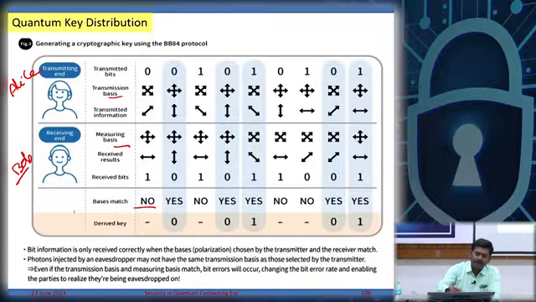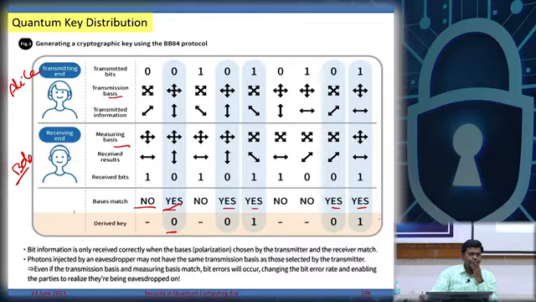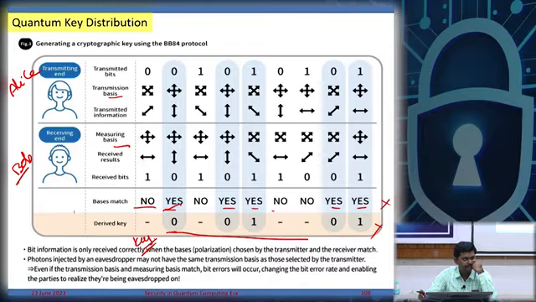Similarly, Alice says, I used rectilinear. Bob says rectilinear. Matches? Yes. So I take that bit as output, 0. Like this, wherever the basis matches, only those bits would be considered: 0, 0, 1, 0, 1. Like this, you transmit the entire key to the receiver and you probe. Once you probe, wherever the basis matches, only those bits would be considered, and the rest of the bits would be discarded. Those bits that are considered would form the key. What is this key? A symmetric key got exchanged.